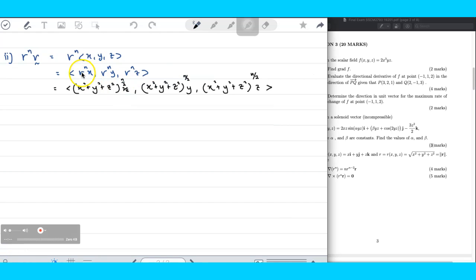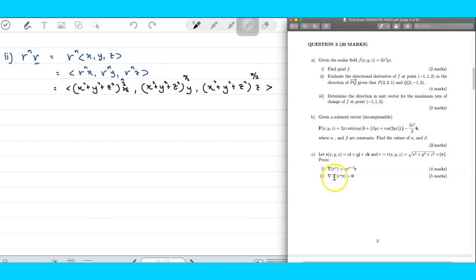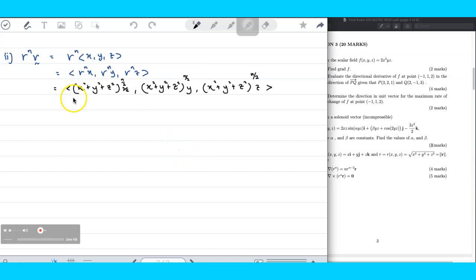Okay, so we know that R is the square root of x squared plus y squared plus z squared. So you can write x squared plus y squared plus z squared to the power of 1 over 2. So that's why we have n over 2 here. Okay, similarly for the y component and z component. So now we want to find the cross product.